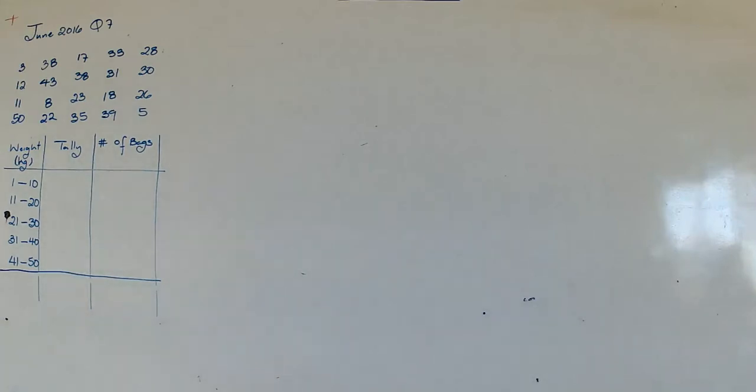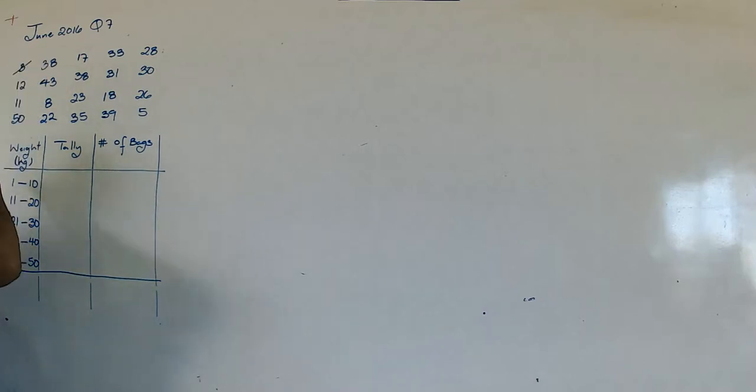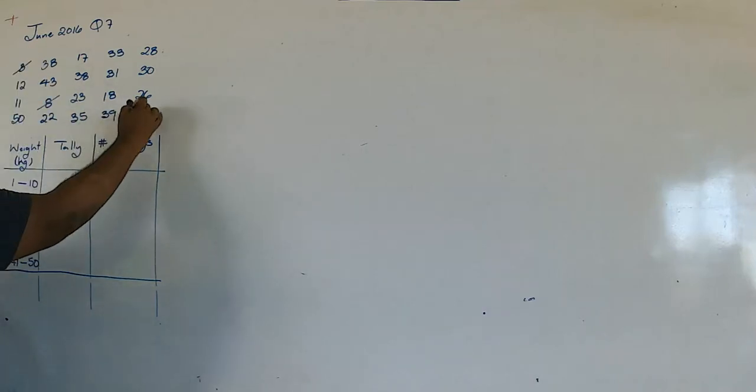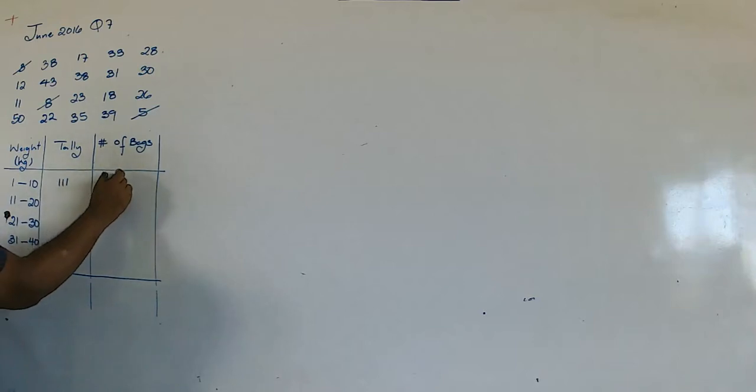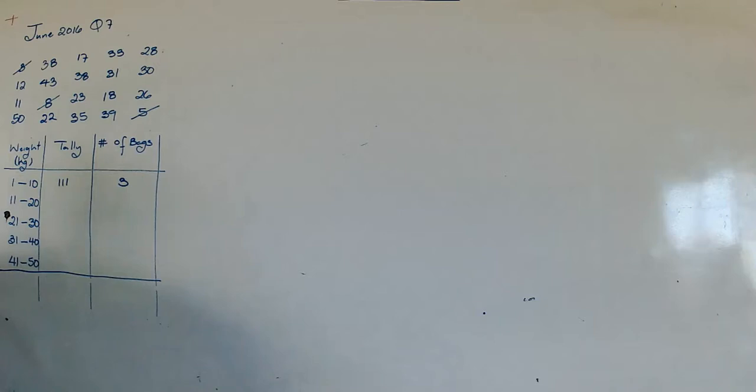It says, complete the frequency table for the data shown above. So let's complete this table. How many bags were between 1 and 10 kilograms? 1, 2, 3. Any more? No, sir. So you put 3 here and 3 here. Now, how many bags are between 11 and 20?